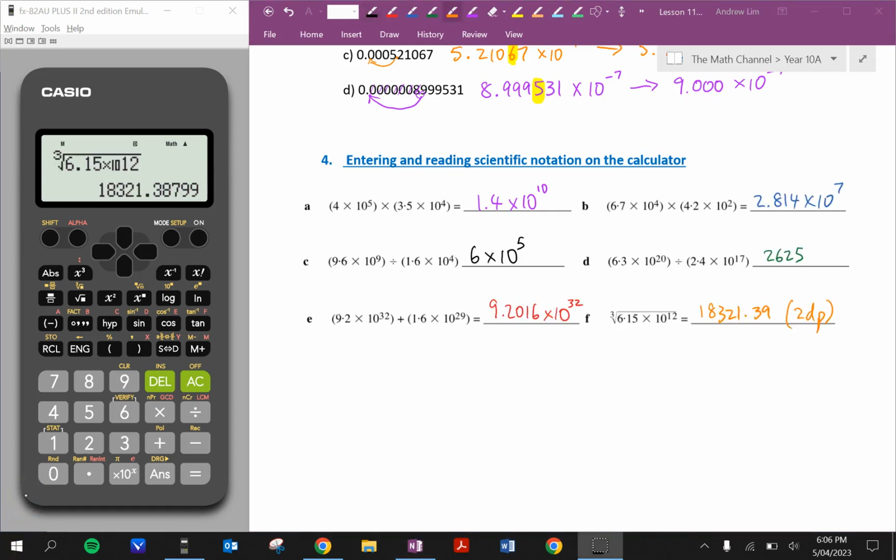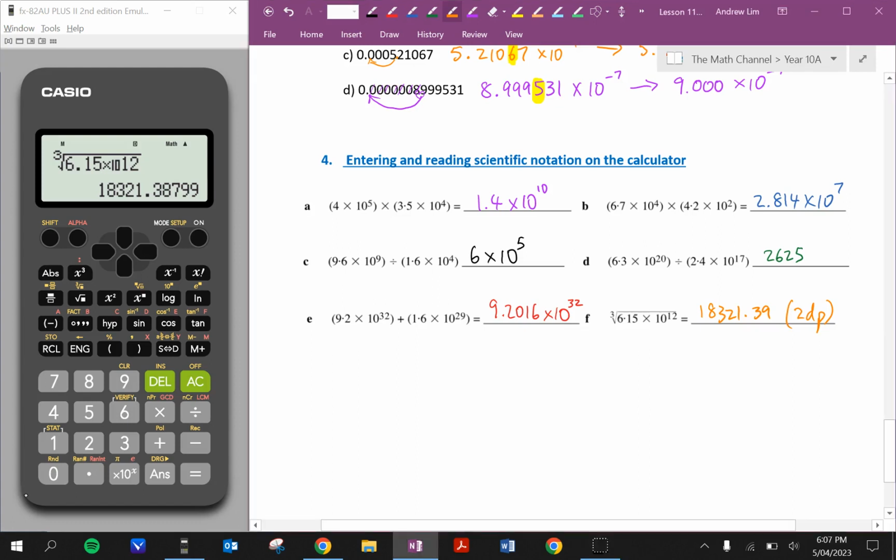Okay, so here are my answers. Question B is 2.814 times 10 to the power of 7. D is 2,625. E is 9.2016 times 10 to the 32. And F is 18,321.39, and I just rounded that to 2 decimal places.